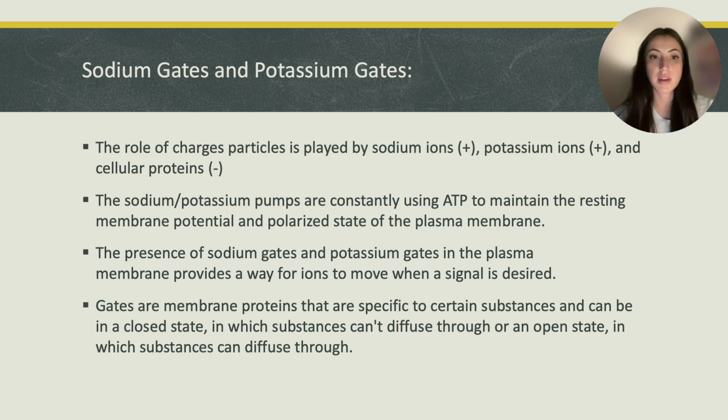The presence of sodium gates and the potassium gates in the plasma membrane provides a way for ions to move when a signal is desired. Gates are in the membrane proteins that are specific to certain substances and can be in a closed state, in which substances cannot diffuse through, or they can be in an open state, in which substances can diffuse through.